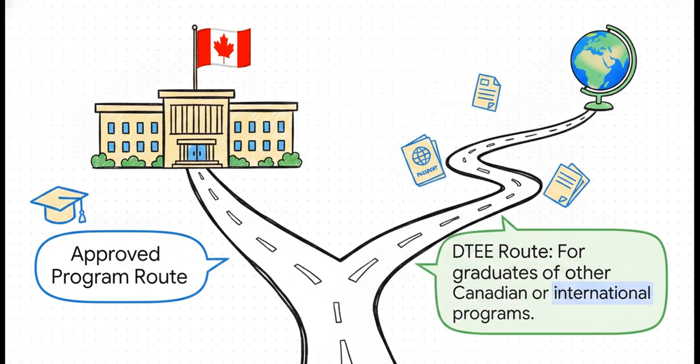For most people, you're going to fall into one of these 2 main paths. The approved program route is the most direct way, and it's for graduates of specific pre-approved Canadian programs. The second path is the DTE route. That stands for Dental Technology Education Equivalence, and that one's for pretty much everyone else, whether you graduated from another program in Canada or from anywhere else in the world.